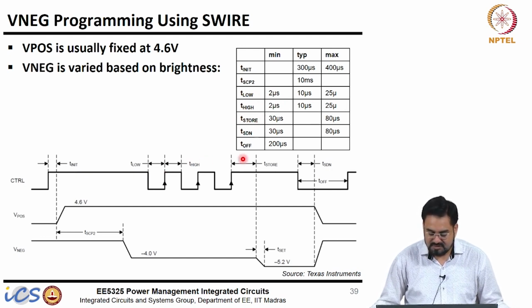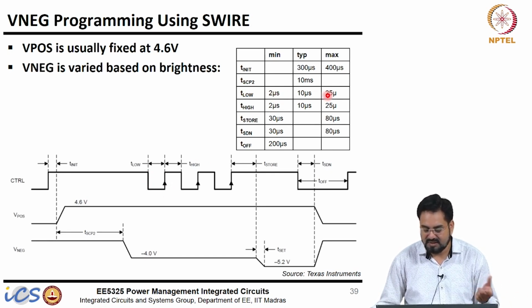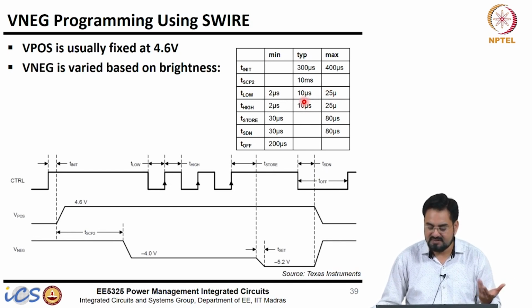And then T store. So what happens once you send the pulses? Let us say I send this 10 microsecond on and 10 microsecond off pulse. In order to get the first pulse, you have to first pull it down and then wait for the minimum pulse width required, 2 to 25 microseconds. So let us say I fixed it at 10 microseconds. You keep it low for 10 microseconds and then keep it high. So this will be treated as the first stage of the programming.